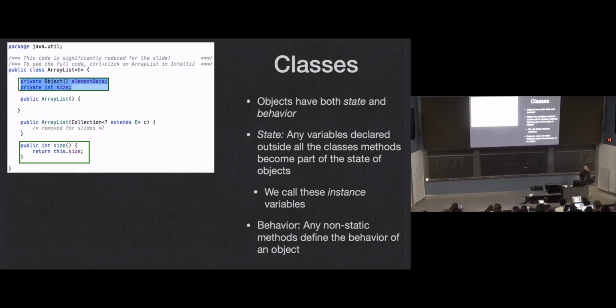So every ArrayList you create has these two variables, an array of objects called elementData and an int containing the size of that ArrayList. The ArrayList also has behavior. So we define some non-static methods, and that's going to be the behavior of the objects. These are all the methods that we can call on an object of this type. If we have an ArrayList and we call .size, it's straight up going to return the size of that ArrayList.